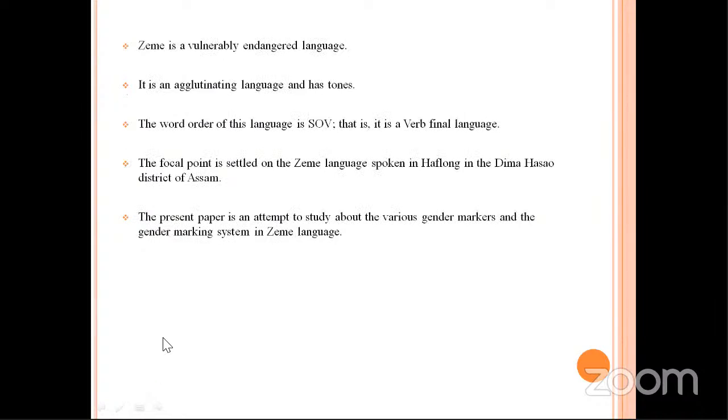Jeme is a vulnerably endangered language, and it is an agglutinating language and has tones. The word order of this language is SOV, that is, it is a verb-final language. The focal point in today's presentation is settled on the Zemel language spoken in the Haflong area in the Dima Hasao district of Assam. The present paper is an attempt to study the various gender markers and the gender marking system in the Zemel language.